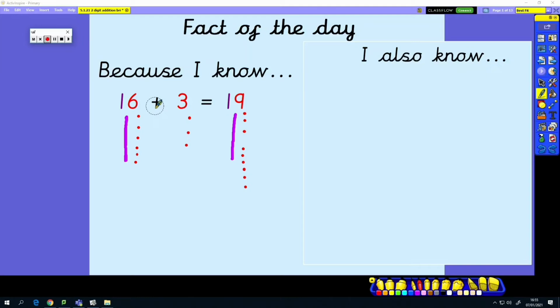Hi Year 2, it's our maths lesson today. So we're going to start our maths lesson like we always do with our fact of the day. In front of you, you can see our fact, which is 16 add 3 equals 19.